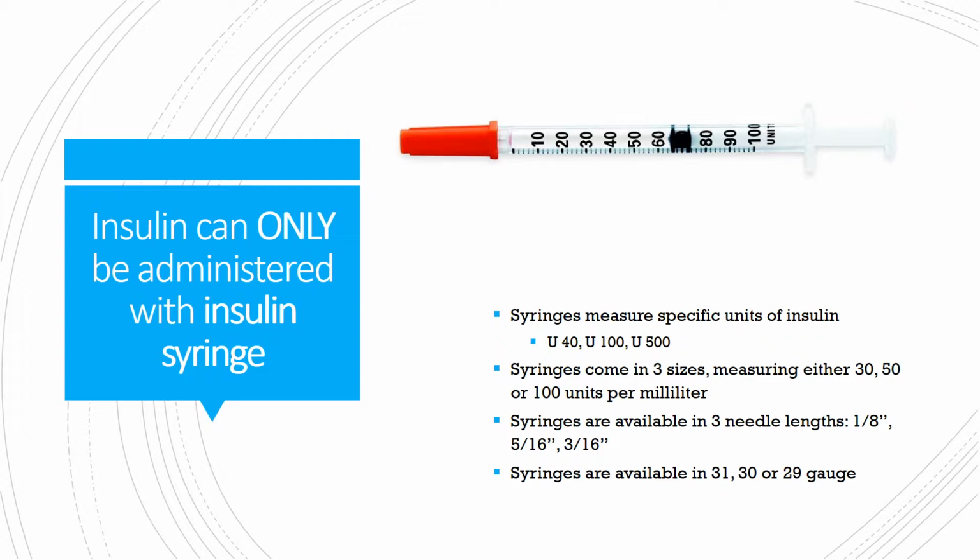Syringes are available with 3 different needle lengths depending on your patient's size. For a larger patient, you would want to choose a 1/8 inch insulin needle length. For average size patients, 5/16, or for a small size or pediatric patient, you would want to use a 3/16 inch needle length. Syringes are also available in different gauges. So the needle comes in a 31, a 30, or a 29 gauge syringe as well. So that's important to know.